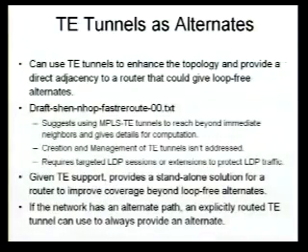The third idea for improving coverage is to use TE tunnels as your alternates. You can use TE tunnels to enhance your topology and provide a direct adjacency to a router that could give you loop-free alternates if it were a neighbor. And if you already have TE support, it's a standalone solution to give you improved coverage. It does have the benefit that if anywhere in the network there is an alternate path, then you can use an explicitly routed TE tunnel to actually provide that alternate.